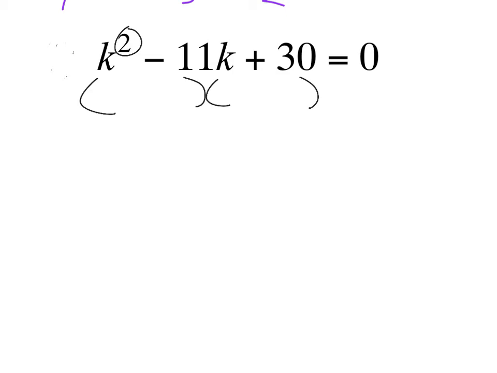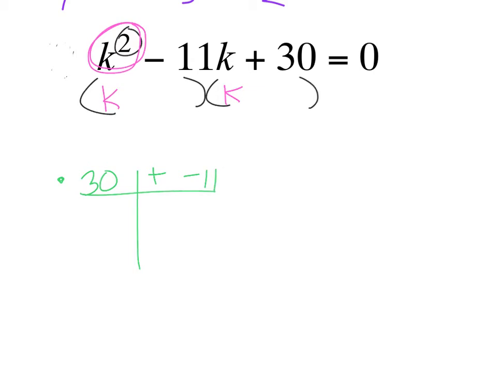My next step is that I know I need to factor that k to the second power, and the only way to do that is to do a k times a k, and then I need to set up my table. I need to figure out what am I going to multiply to get c. So in this case, what do I multiply to get 30, that I'm going to add to get b, so what I would add to get negative 11.